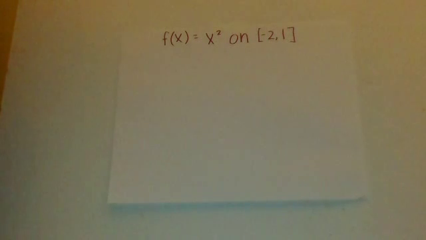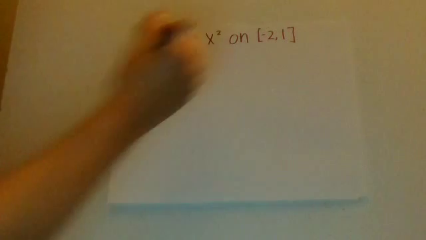So we are going to be doing a mean value theorem problem. The equation we're using is f of x equals x squared on the interval -2, 1. So the first thing that we have to do is find our slope of the secant line. And to do that, we use the equation f of b minus f of a over b minus a.